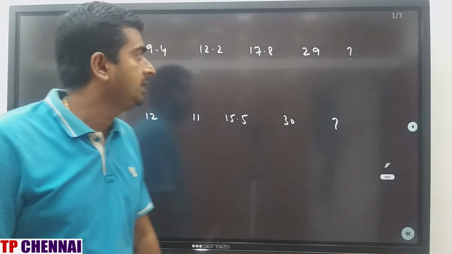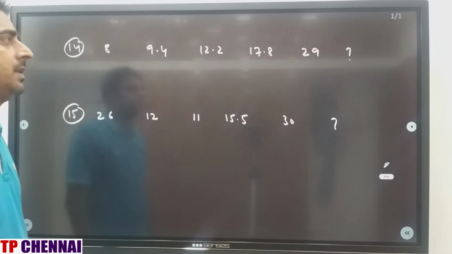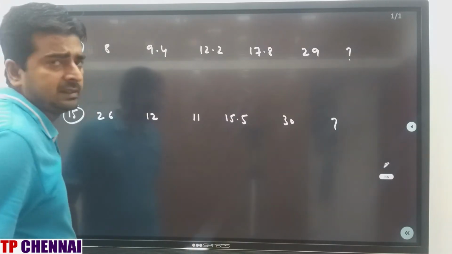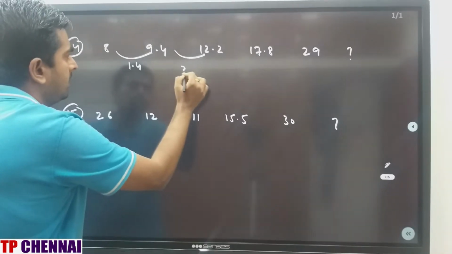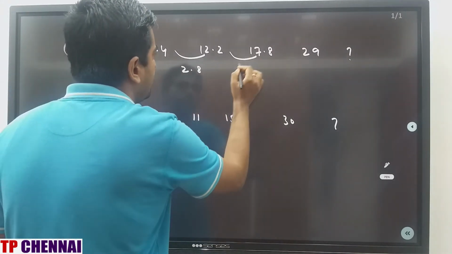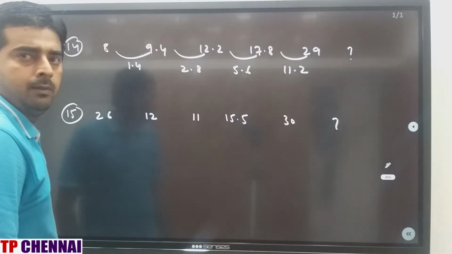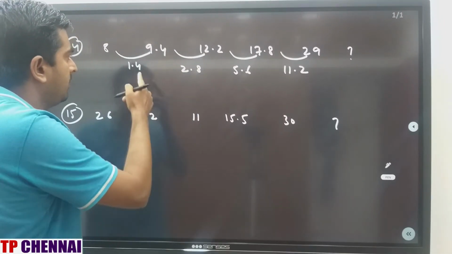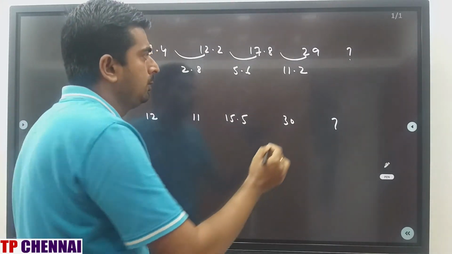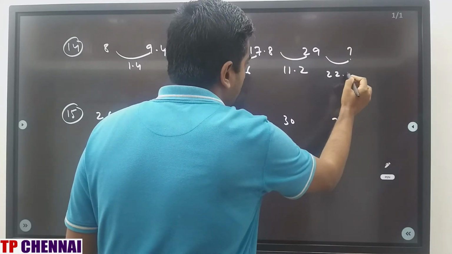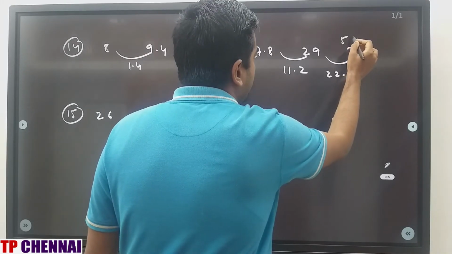Now we'll see the last two missing number series. 8, 9.4, 12.2, 17.8, 29, question mark. Decimal is there. Anyway, numbers are not increasing that fast. That means the difference is how much? 1.4. Here the difference is how much? 2.8. Here? 5.6. Here? 11.2. When you observe the differences, the difference is getting doubled. 1.4 double is 2.8, 2.8 double is 5.6, 5.6 double is 11.2, 11.2 double is 22.4. 29 plus 22.4, what is the answer? 51.4.